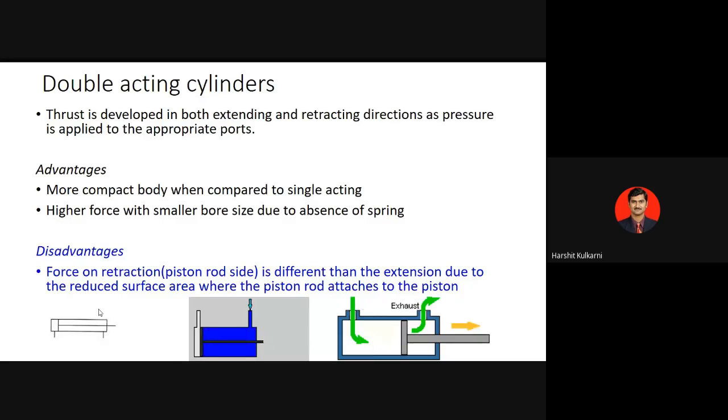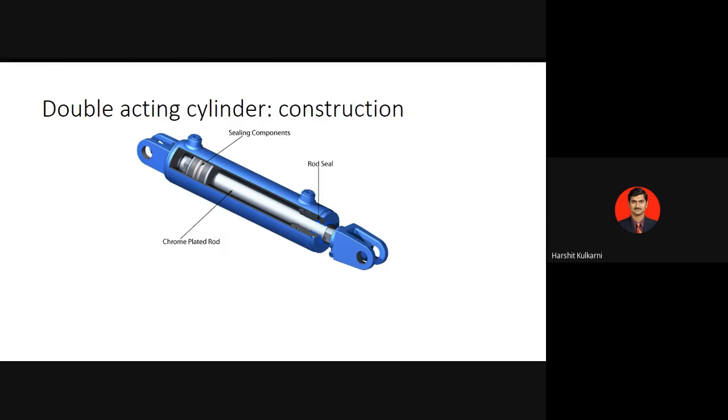But the disadvantage is that the force on retraction is different from the extension due to the reduced surface area where the piston rod attaches to the piston. That is what we discussed. Because of the area difference, the force differs. That is one of the disadvantages of the double acting cylinder.